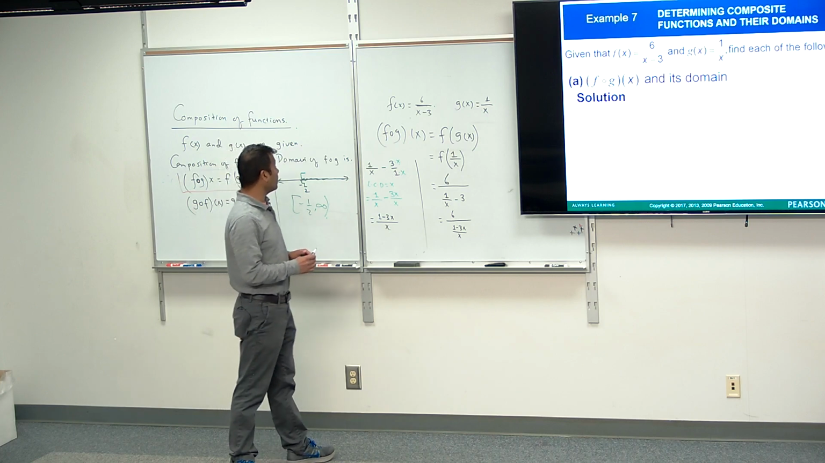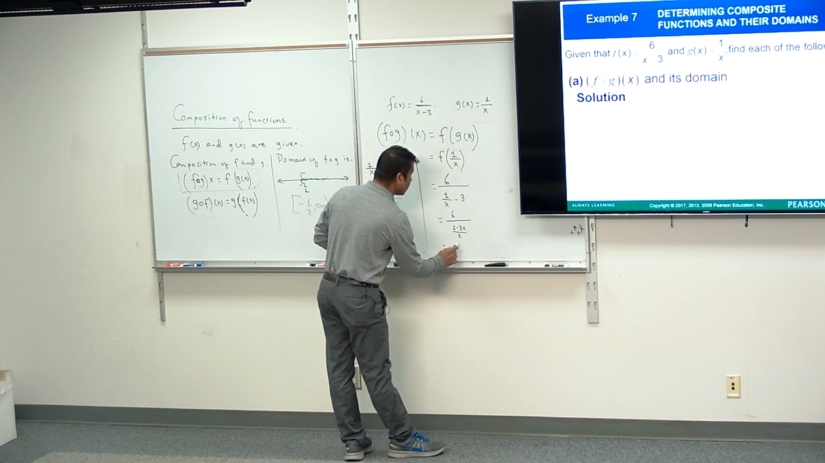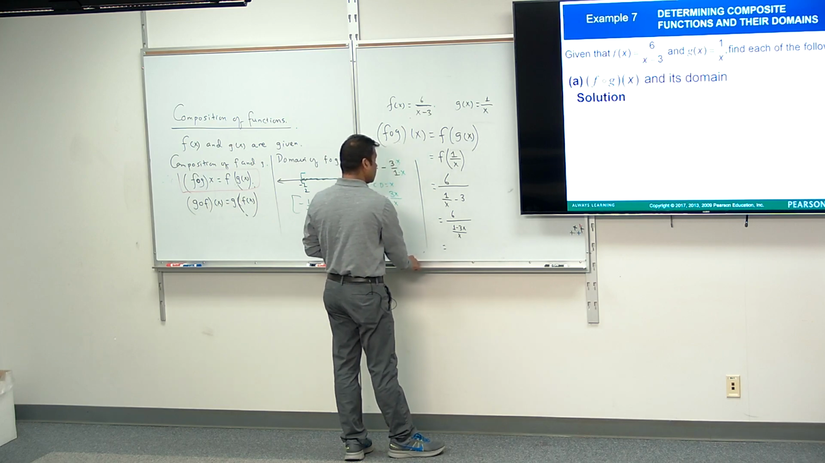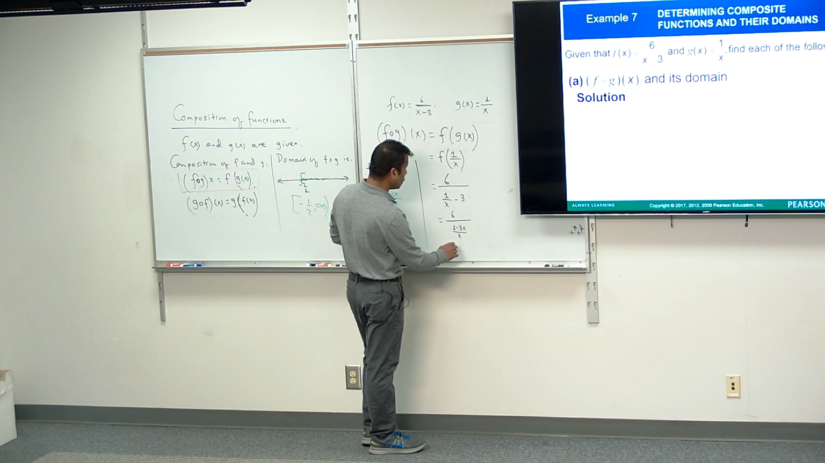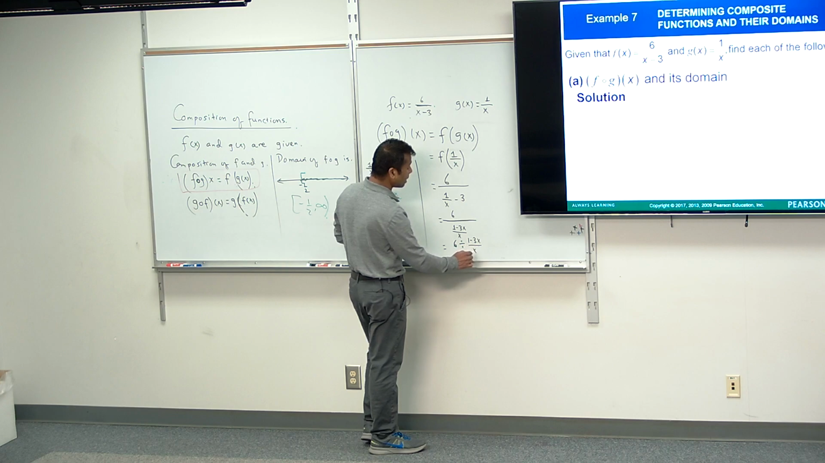So let's simplify this, okay? So this is the same as what? This is the same as 6 divided by 1 minus 3x over x. Is that right?